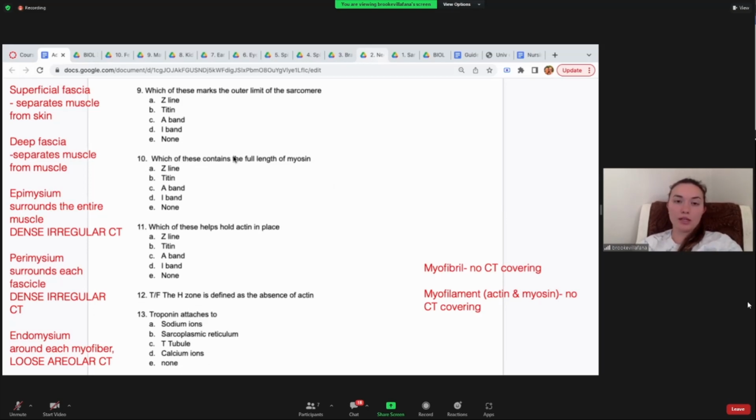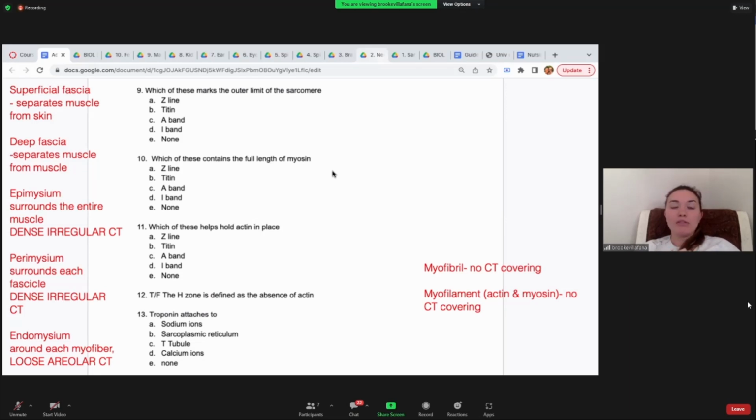Question 10, which of these contains the full length of myosin? Right, so remember that the full length of myosin is part of the A band. That's the dark band, the A band that has the full length of myosin, okay? Actin is in the I band, and it's a little bit in the A band.